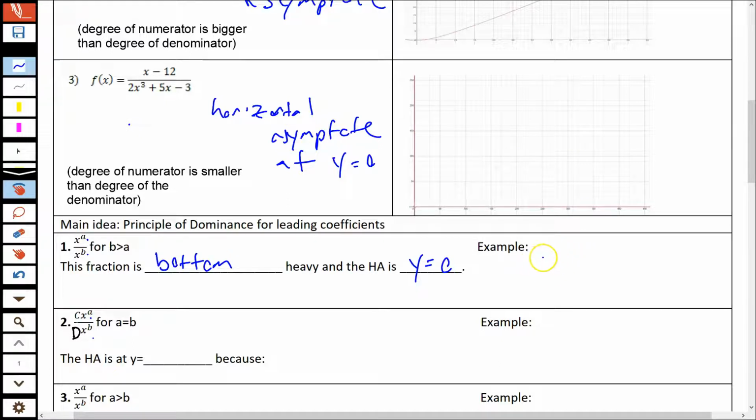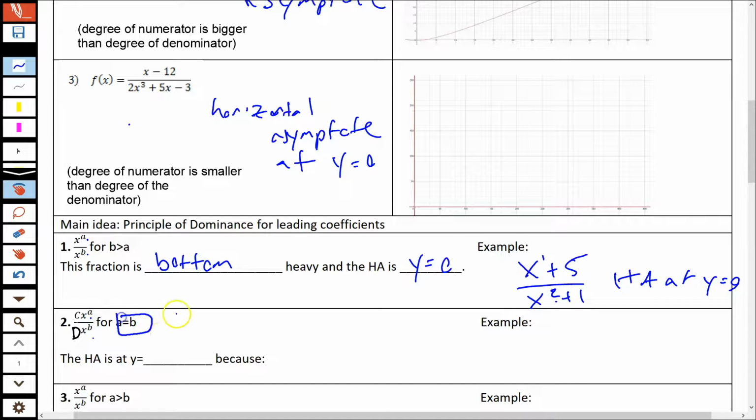So an example, and you can make up an example of your own if you think you understand what I'm saying here, would be, I don't know, x plus 1, or let's say x plus 5, over x squared plus 1. So 2 is a bigger exponent than this 1 here, imaginary 1, right? And that gives a horizontal asymptote at y equals 0.